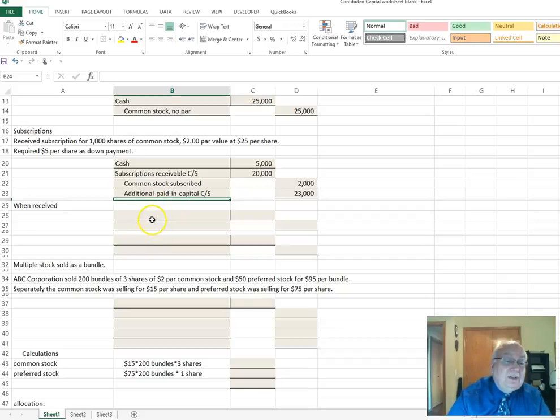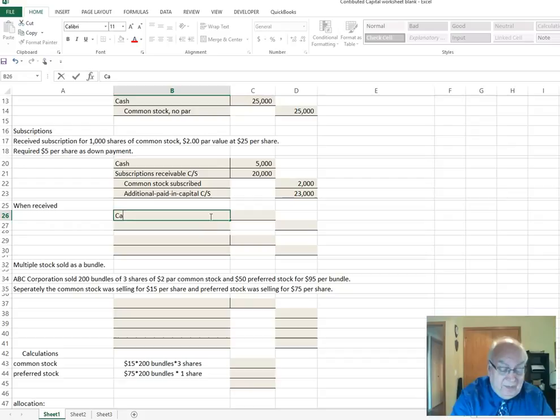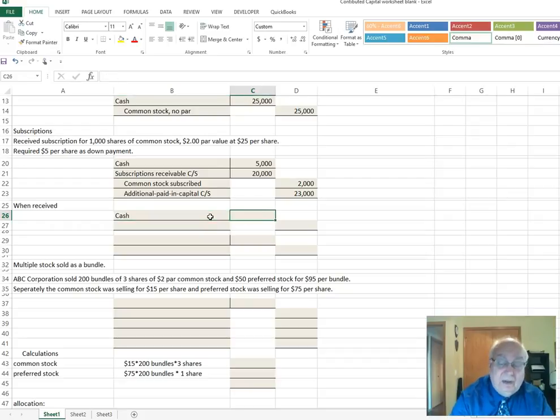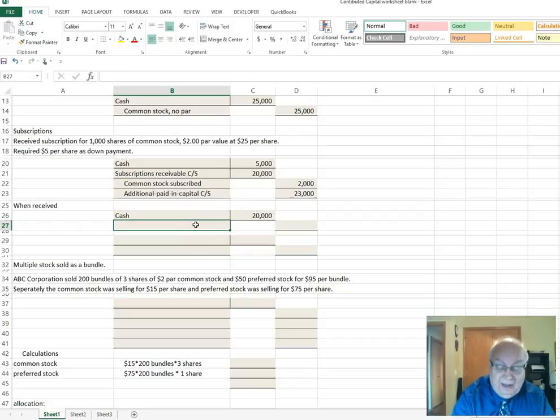Okay, so you notice this is going to the common stock subscribed. Common stock subscribed will go into the balance sheet stockholders' equity section if that's the end of the year. And it'll go in for $2,000, just like common stock. When you receive the cash for the balance, you have cash of $20,000, and then you would credit subscriptions receivable.